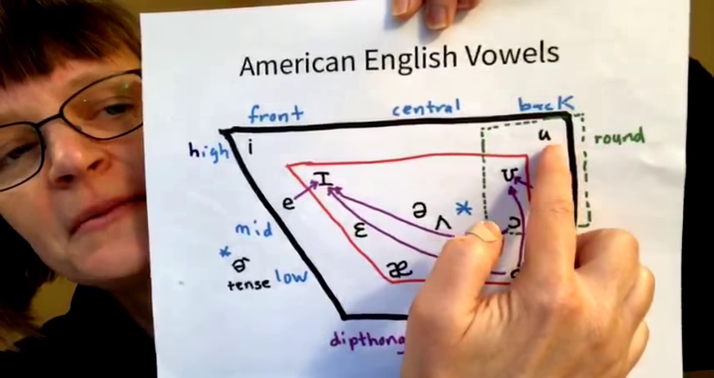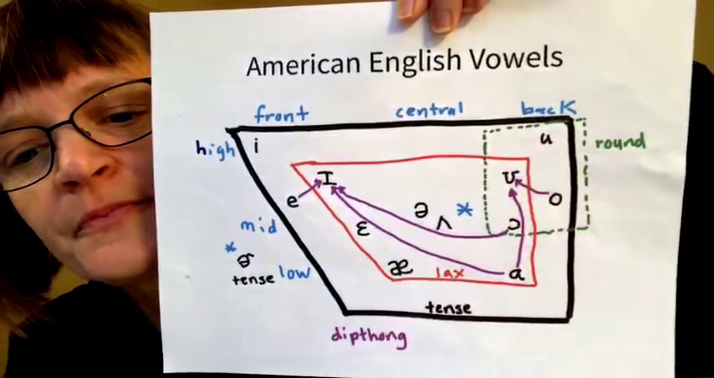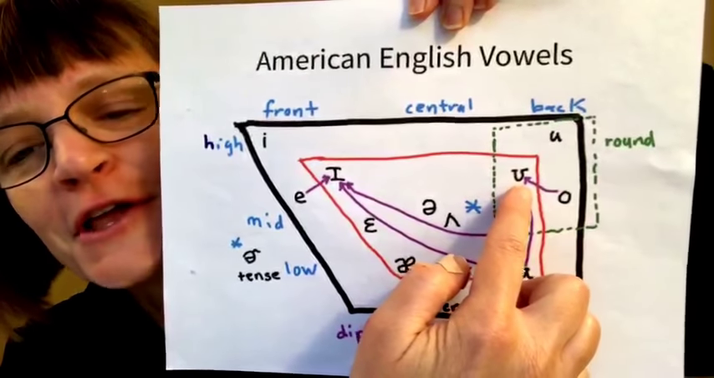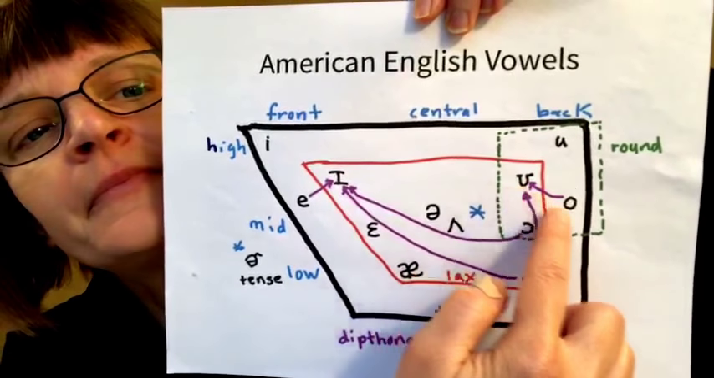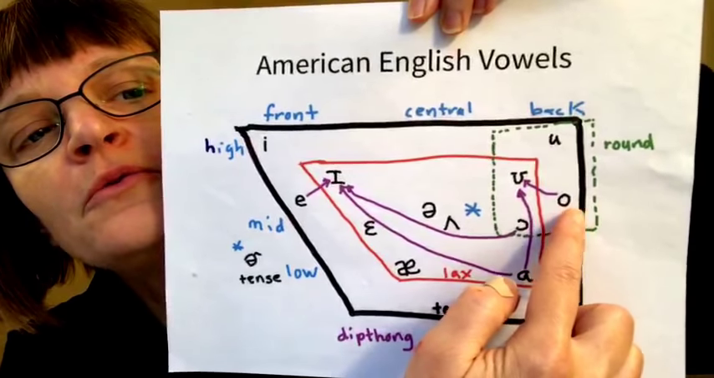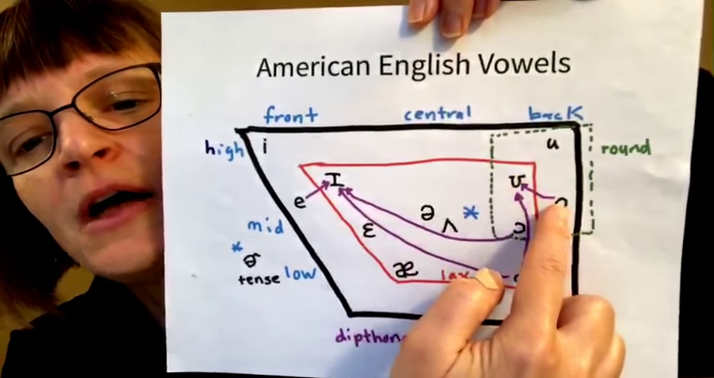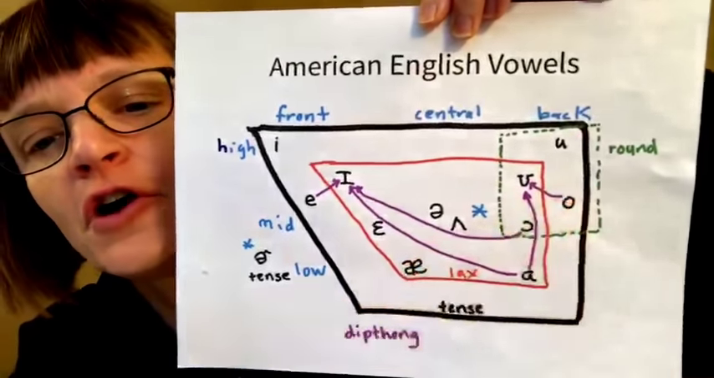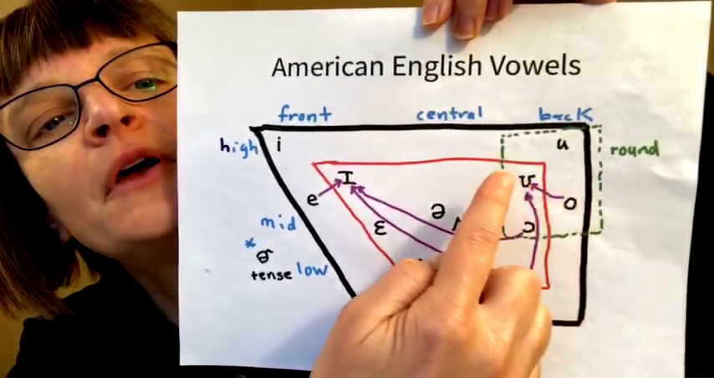Vowel U, represented by lowercase u: blue shoe. The vowel represented by kind of a Greek-looking U: good book. Vowel O, represented by O gliding to the U symbol. For O, I recommend no snow. No snow.